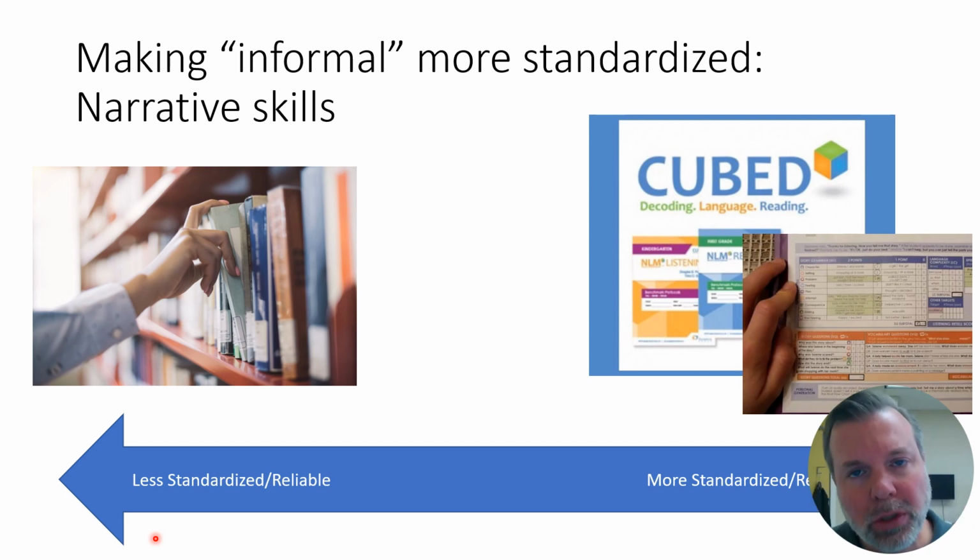So I'm going to introduce our first criterion reference assessment today that I'll talk about. That's the CUBED. The CUBED, I think a lot of you have heard about it. This is an assessment battery, a battery of assessment tools that looks at emergent literacy, including language and narrative. So they have these more standardized stories that kids can retell.